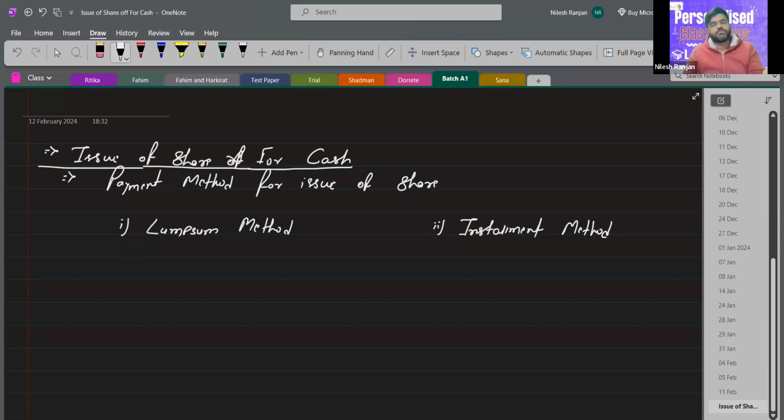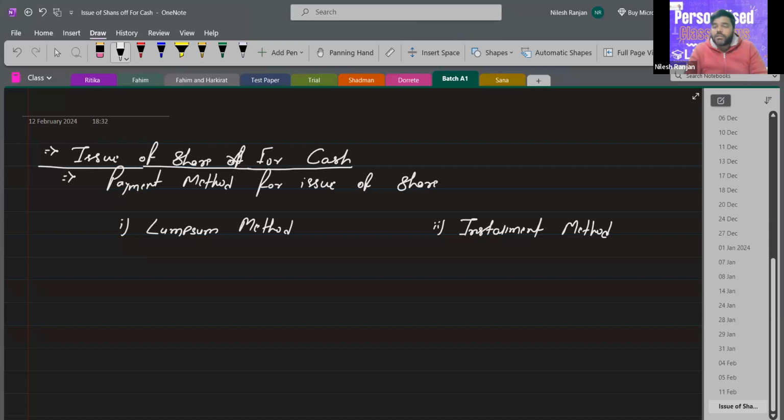Now the journal entry for lump sum method. Bank account debit to share application and allotment account. I'm asking only for lump sum method. So there is only one entry in lump sum method? Yes, sir. And then share application and allotment account debit to share capital. That's the second one I'm asking. You completed the first entry of lump sum method and just started installment method, so I thought you forgot the second entry. So the first entry is bank account debit to share application and allotment account, and the second entry is share application and allotment account debit to share capital.